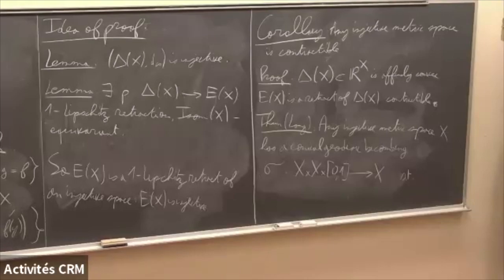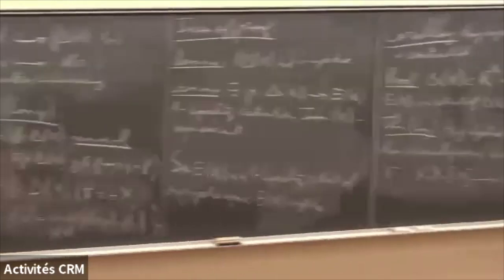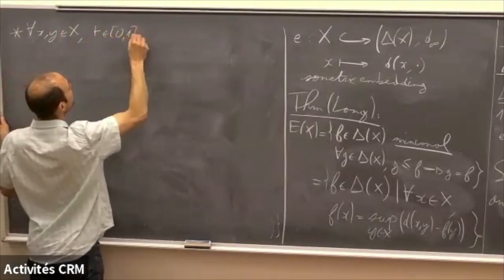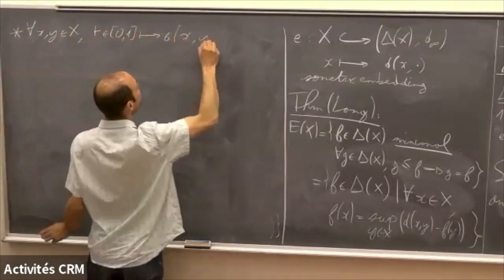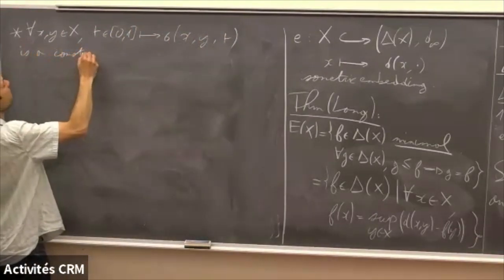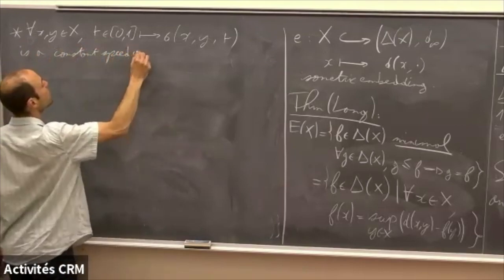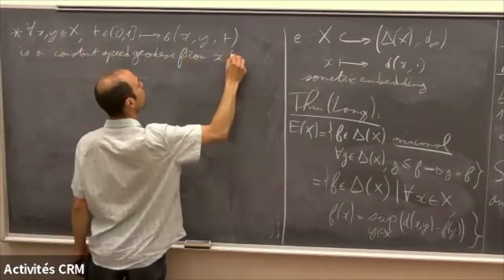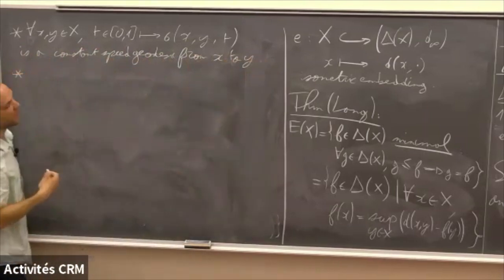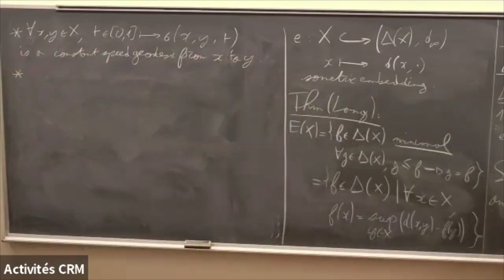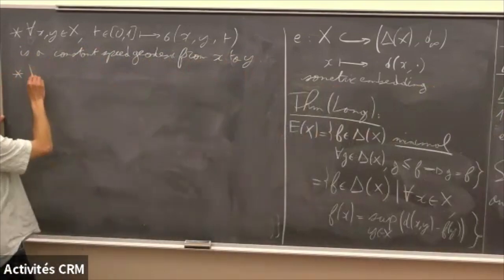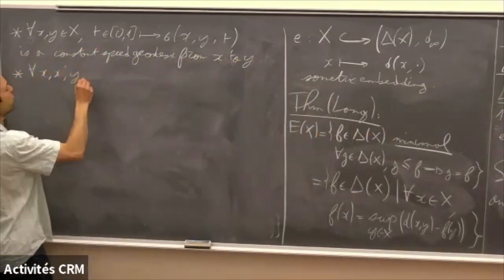Okay, so the properties of this bicombing is that we want this to be a geodesic: the map which to t maps sigma of X, Y, t, is a constant speed geodesic from X to Y. And we want some nice properties for this bicombing. Conicality is a way to say that geodesics do not diverge. So it's stated in this precise way.